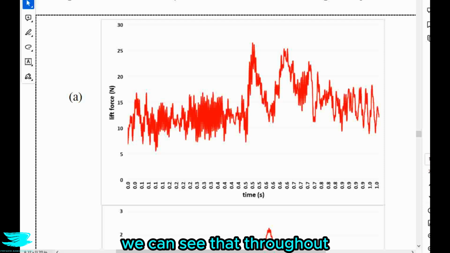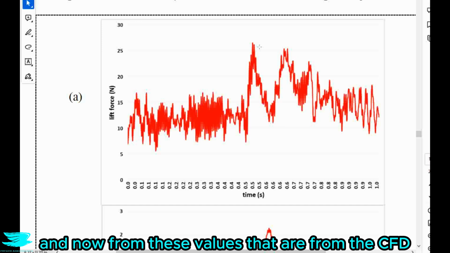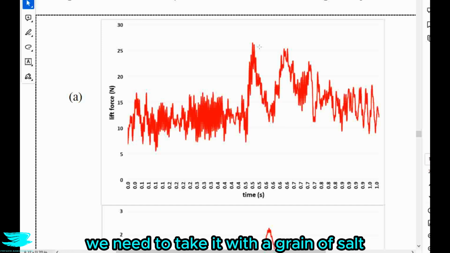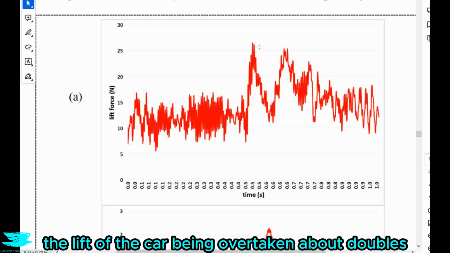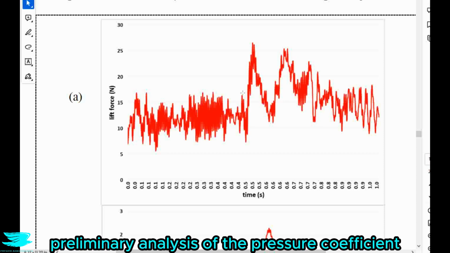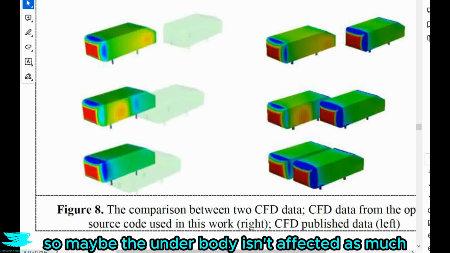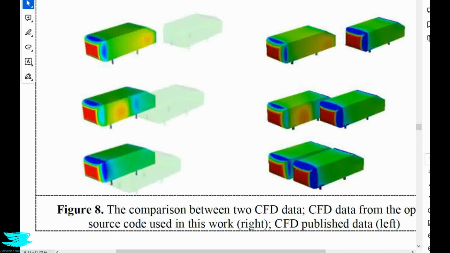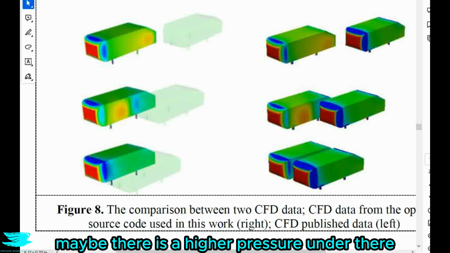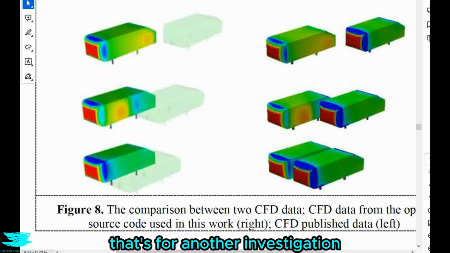But anyway, we can see that throughout the overtaking maneuver, the lift dramatically increases, so we get this spike here. And from these values from the CFD, we need to take it with a grain of salt, but generally speaking, the lift of the car being overtaken about doubles. And that agrees with my preliminary analysis of the pressure coefficients in figure 8 here. So maybe the underbody isn't affected as much, or maybe there is a higher pressure under there. That's something for further investigation.